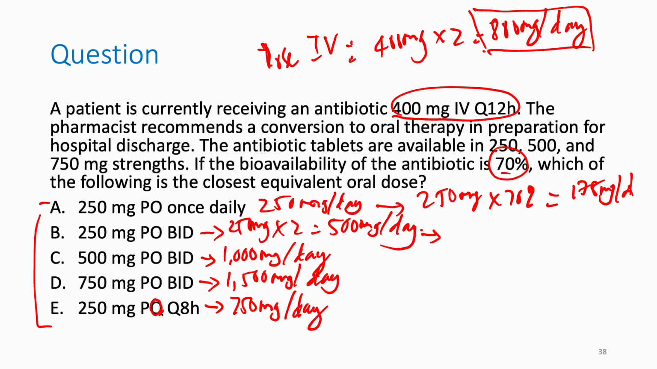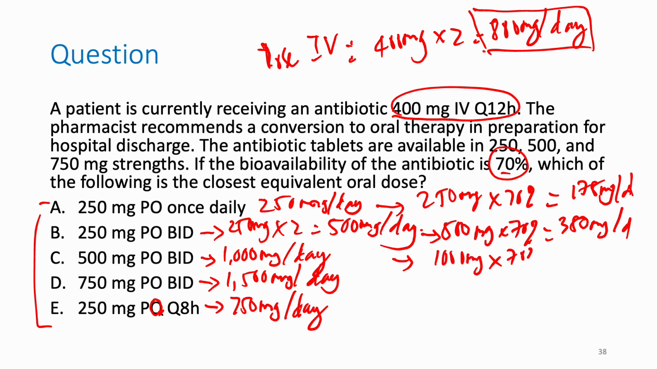Choice B, you have 500 milligram a day, and here you need to account for the bioavailability. So 500 milligram is taken and only 70% is available, so the dose will be 350 milligram per day. And if 1,000 milligram per day, that means 1,000 milligram times the bioavailability. So you have 700 milligram per day.